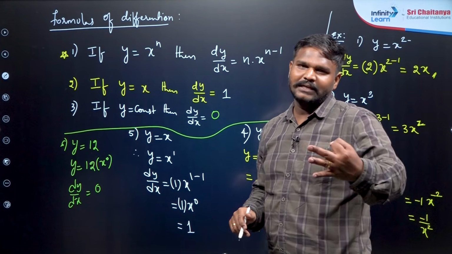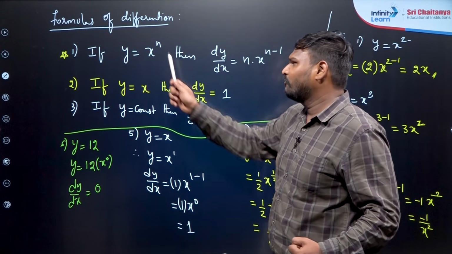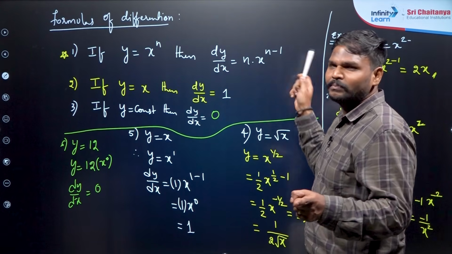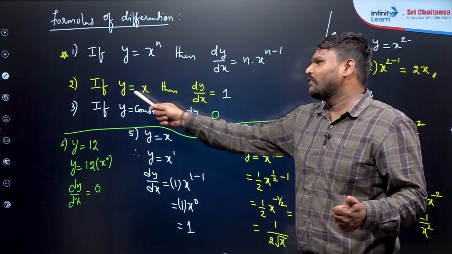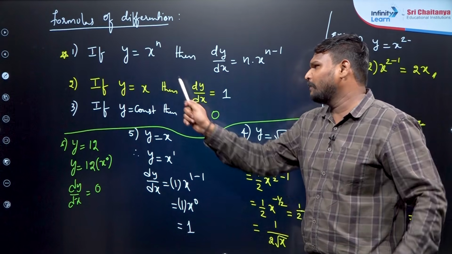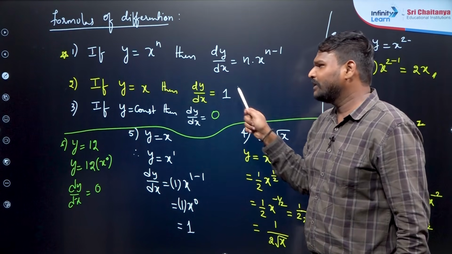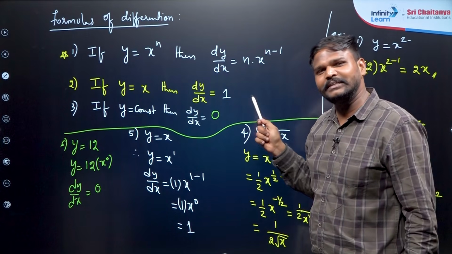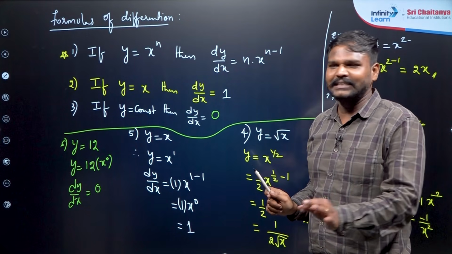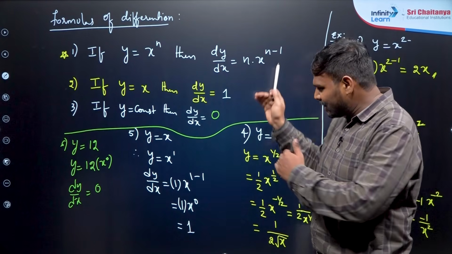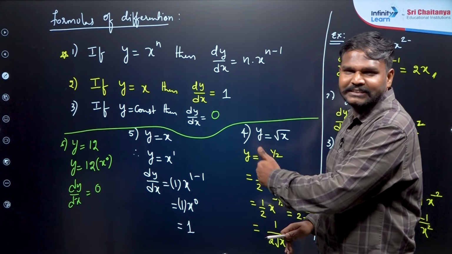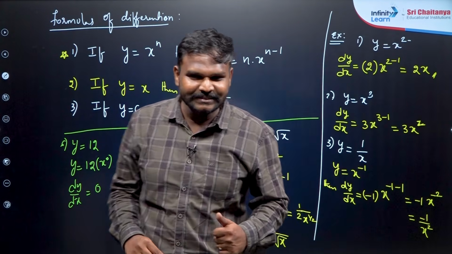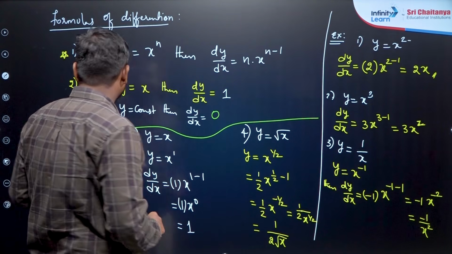So 3 formulas in algebra I have told you. If x power n, then multiply the power and subtract 1 from the power for the derivative. If y is equal to x, directly proportional, then the derivative is 1. If y is equal to constant, then the derivative is 0. These 3 are the important formulas. There are more formulas. I will try to discuss them in the next slide. I hope you have copied here. Yes, I can change the slide. Thank you.